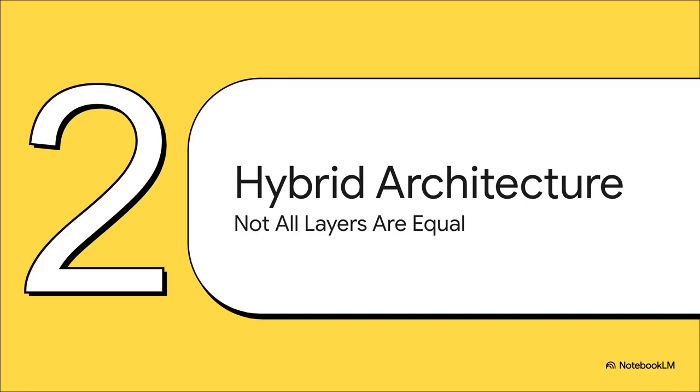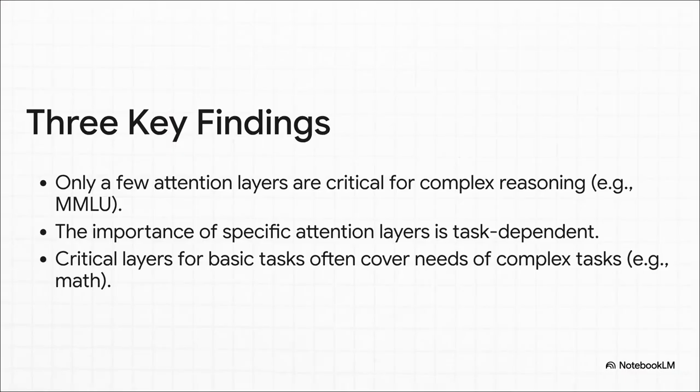So if the KV cache is the villain, how do you defeat it? Well, the answer comes from challenging a really basic assumption we've had for years, that every single layer in a transformer needs to be the same heavyweight full attention layer. Turns out, that might not be true. NVIDIA's team did a ton of ablation studies, basically carefully taking a model apart piece by piece, and they discovered three really crucial things. First, for the really hard reasoning benchmarks, you only need a handful of those full attention layers to do the heavy lifting.